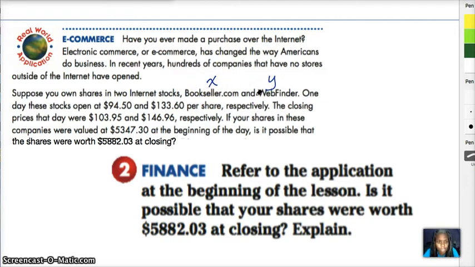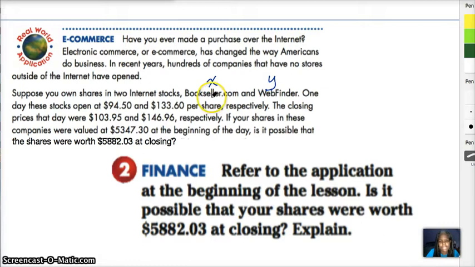One day these stocks open at $94.50 and $133.60 per share respectively. They close that day at $103.95 and $146.96 respectively. If your shares in these companies were valued at $5,347.30 at the beginning of the day, is it possible that the shares will be worth $5,882.03 at closing? Whoa, lots of information here, and this is something you want to really keep organized.